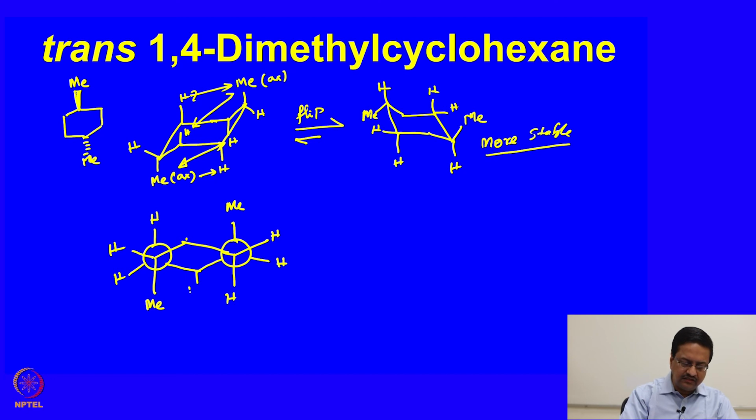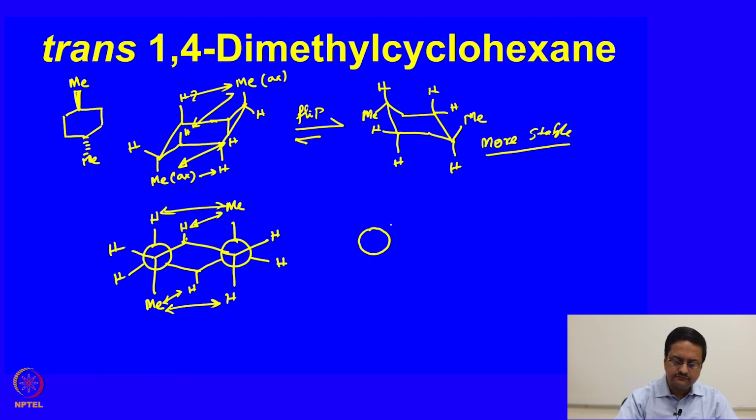So what we have here is very easily seen that this methyl hydrogen 1,3 diaxial interaction is present on either side of the molecule and giving it a less stability. But when you try to flip the molecule, then you will see that these two groups have methyl groups in the equatorial position and the 1,3 diaxial strain is avoided.